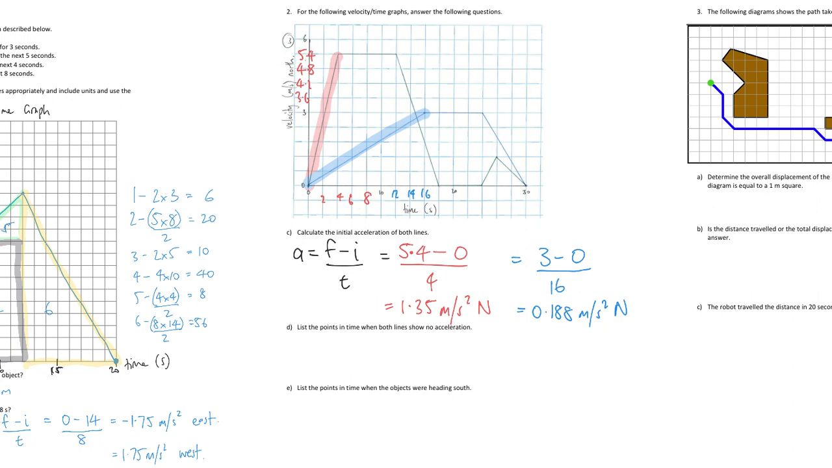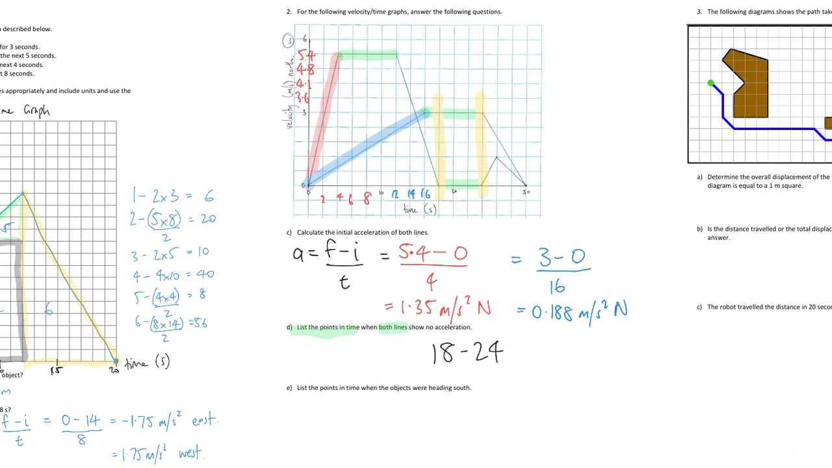List the points in time when both lines show no acceleration. So when does it show no acceleration? When it is flat. Okay, so there's no change in velocity. So there's one time here, one time here, and one time here. But what it's saying is that list the points in time where both lines show no acceleration. So the only times where it's showing no acceleration for both lines is between here and here.